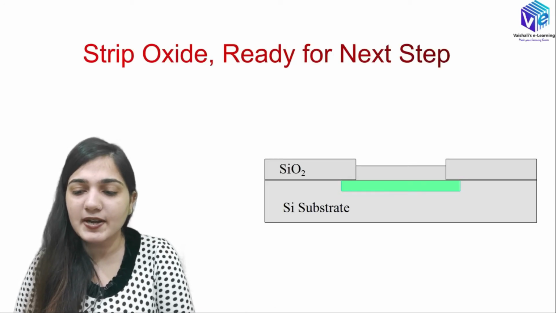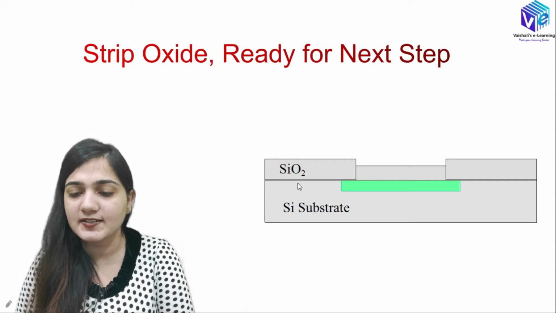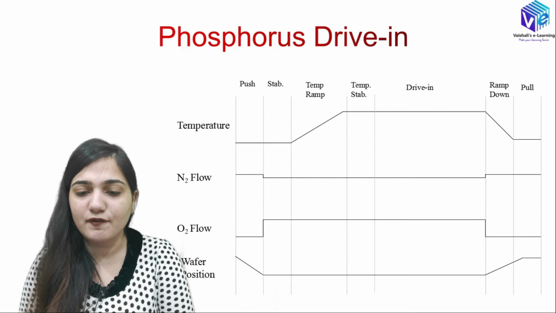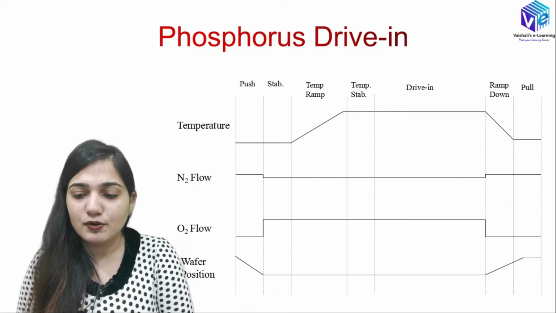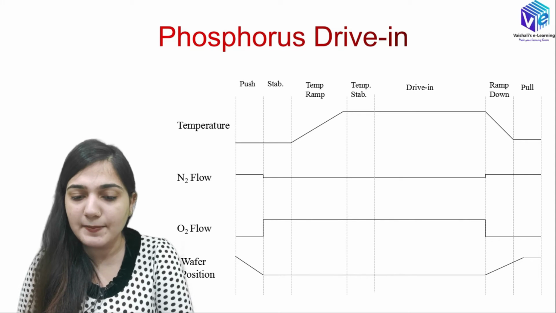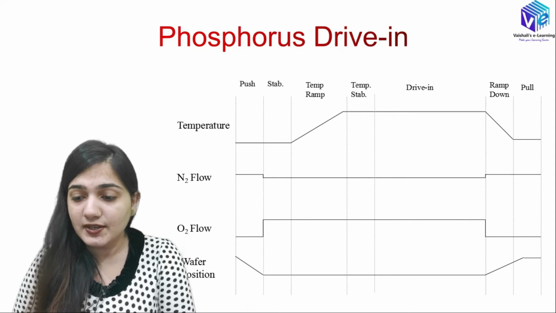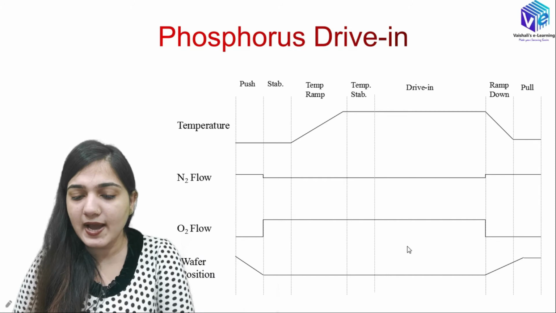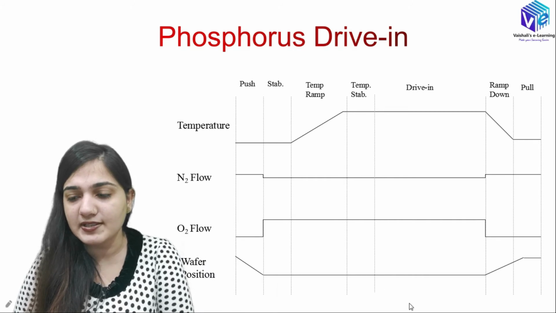Now we are stripping out the oxide layer. This SiO2 layer will be removed and now the wafer is ready for the next step. Okay, so now you can see these are the various things that are happening in all of the phases. I have already explained all of them. So in the drive-in, you can see the temperature is high, nitrogen flow is less, the oxygen flow will be high, and we are having the wafer inside.